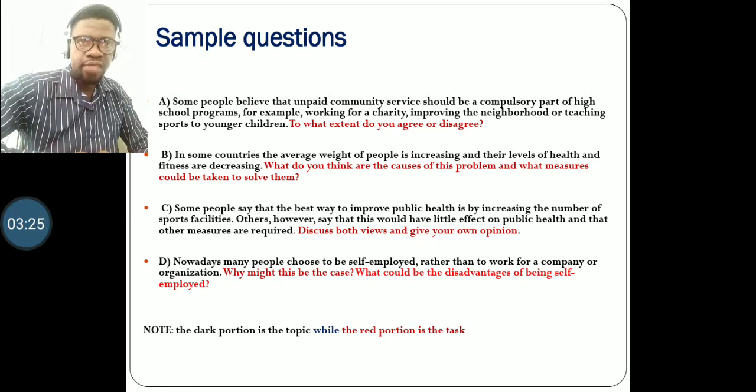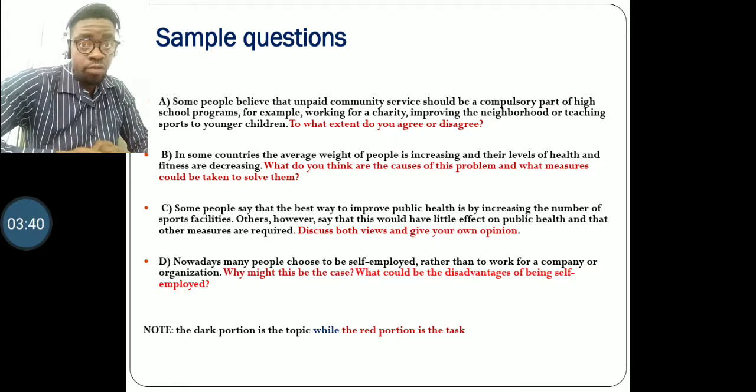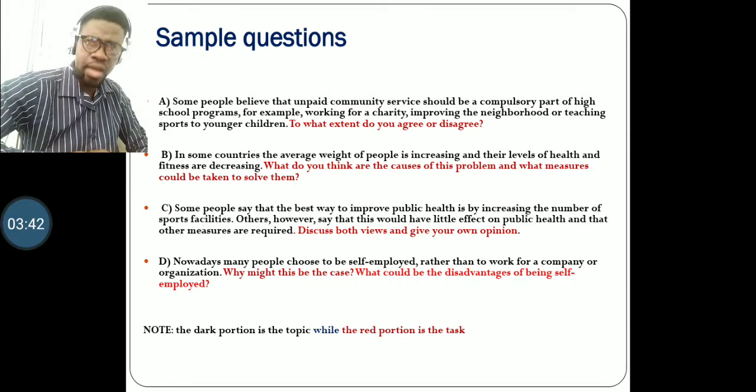Some people believe that unpaid community service should be a compulsory part of high school programs. For example, working for a charity, improving the neighborhood, or teaching sports to younger children. Now that is the view, that is the opinion of other people. And do you agree with that?